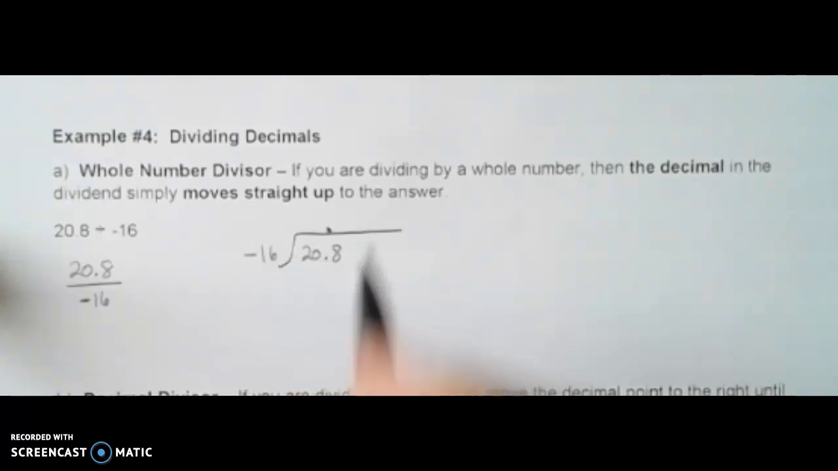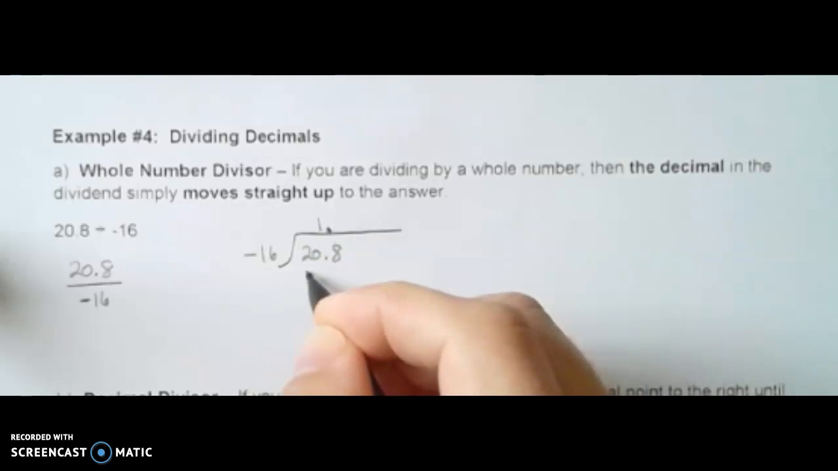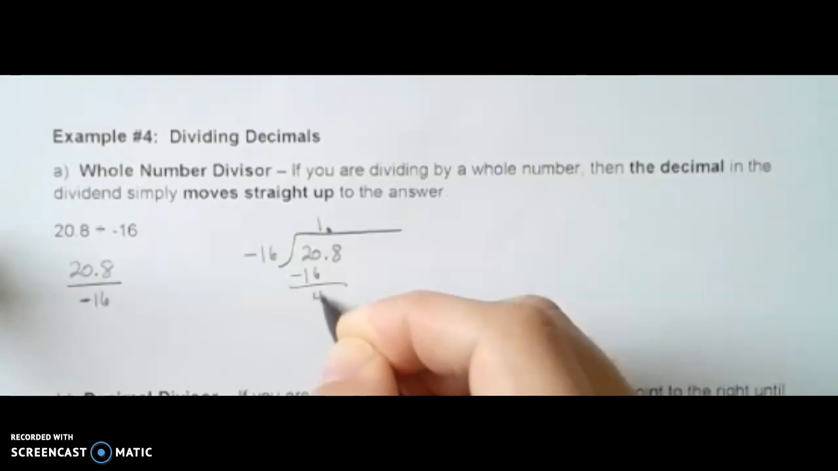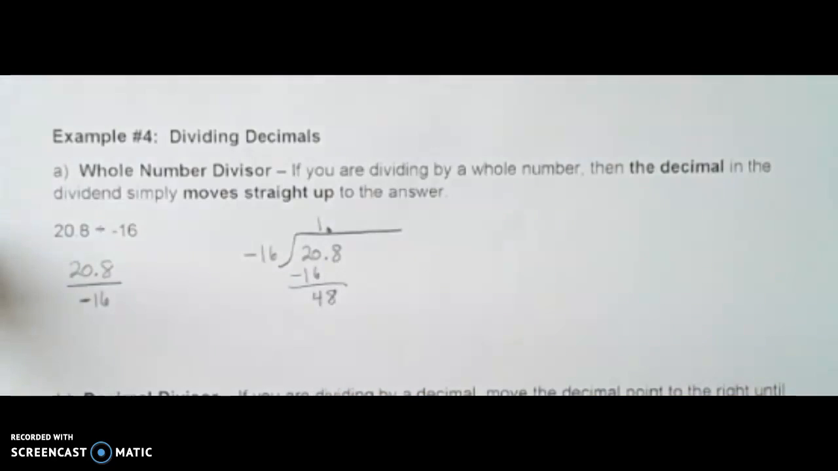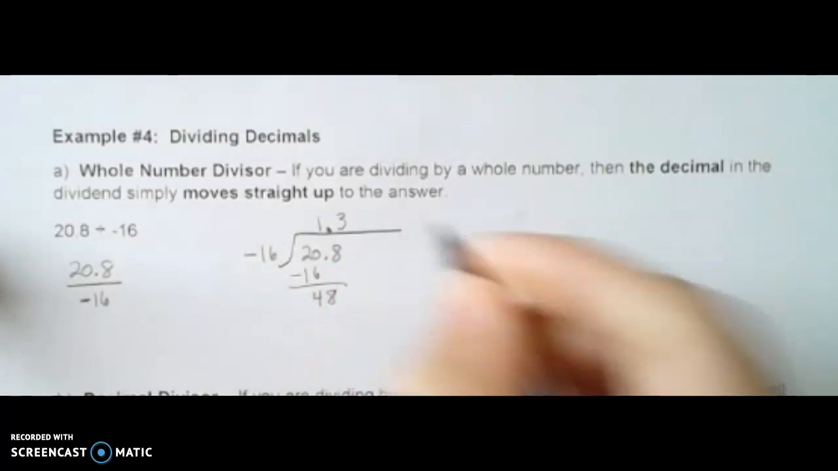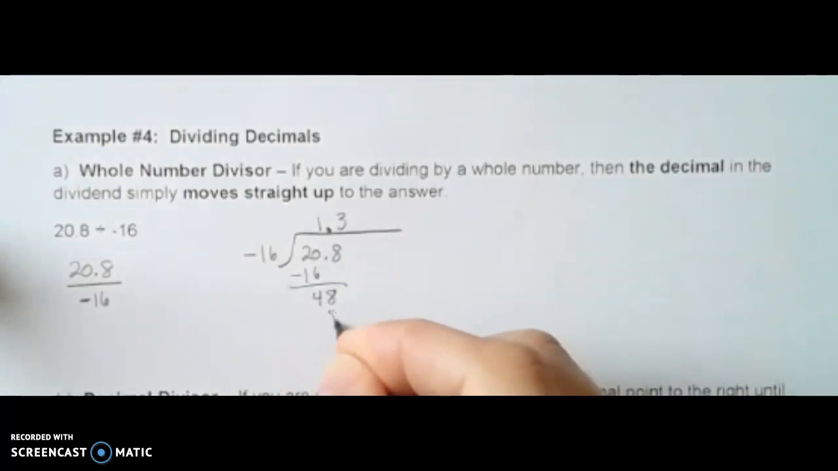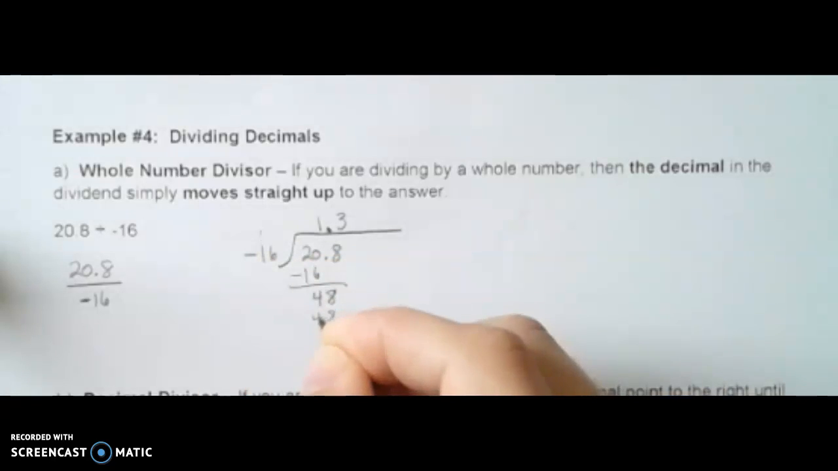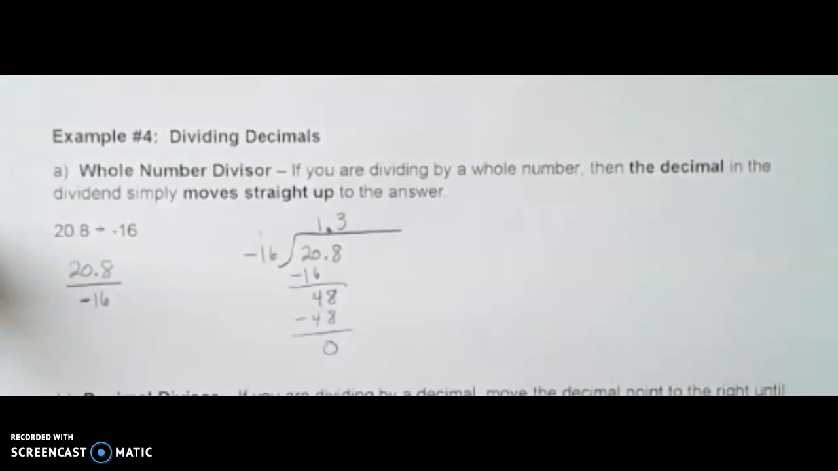16 goes into 20 once. 1 times 16 is 16. So when we subtract, we're left with 4. We bring down the 8. Okay, make sure you're lining everything nicely up here. And now we have to figure out how many times 16 goes into 48. Well, 16 goes into 48 3 times. 3 times 6 is 18, carry the 1. 3 times 1 is 3, add 1 is 4. And look at that, we have a 0 remainder.